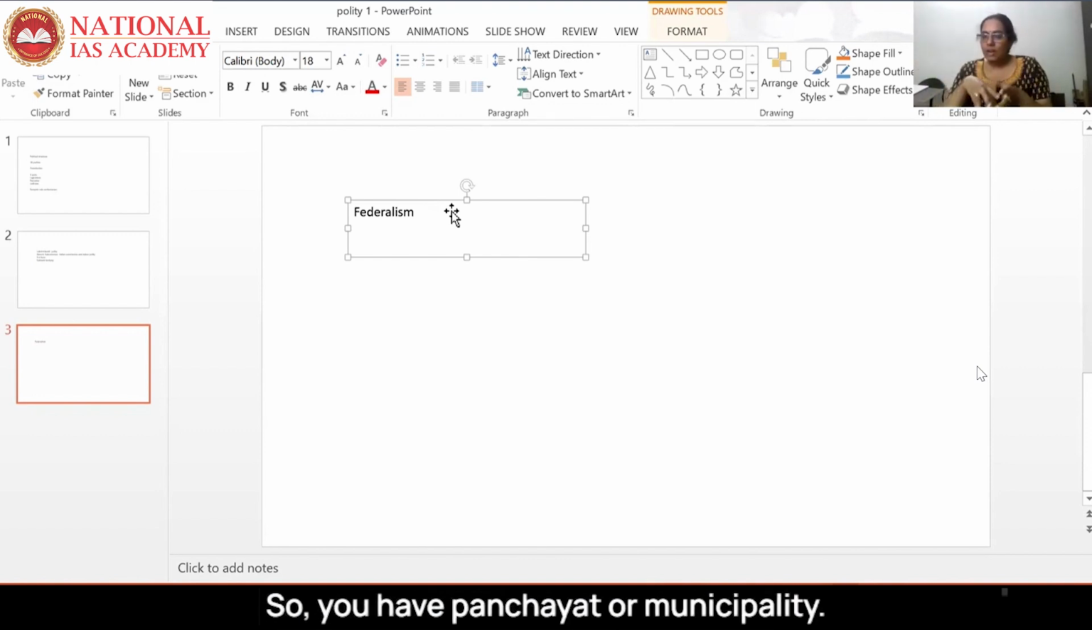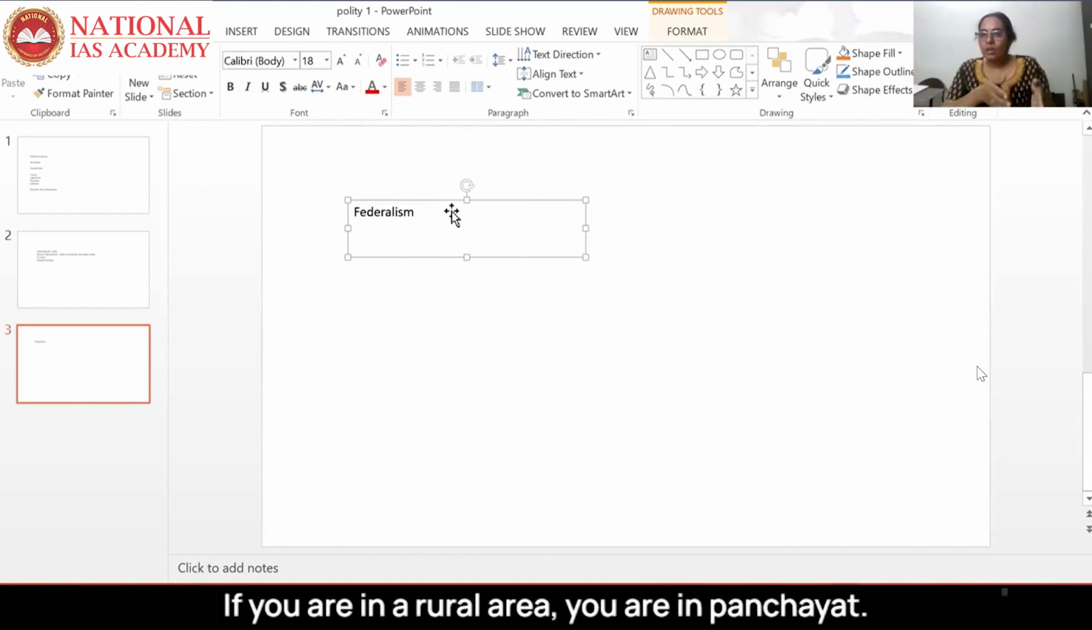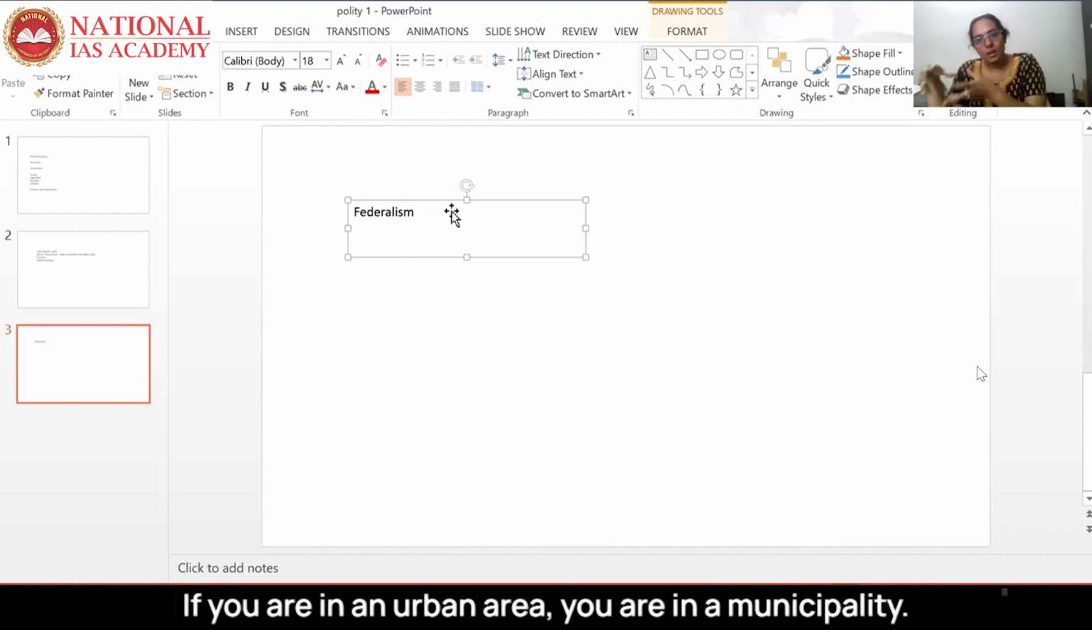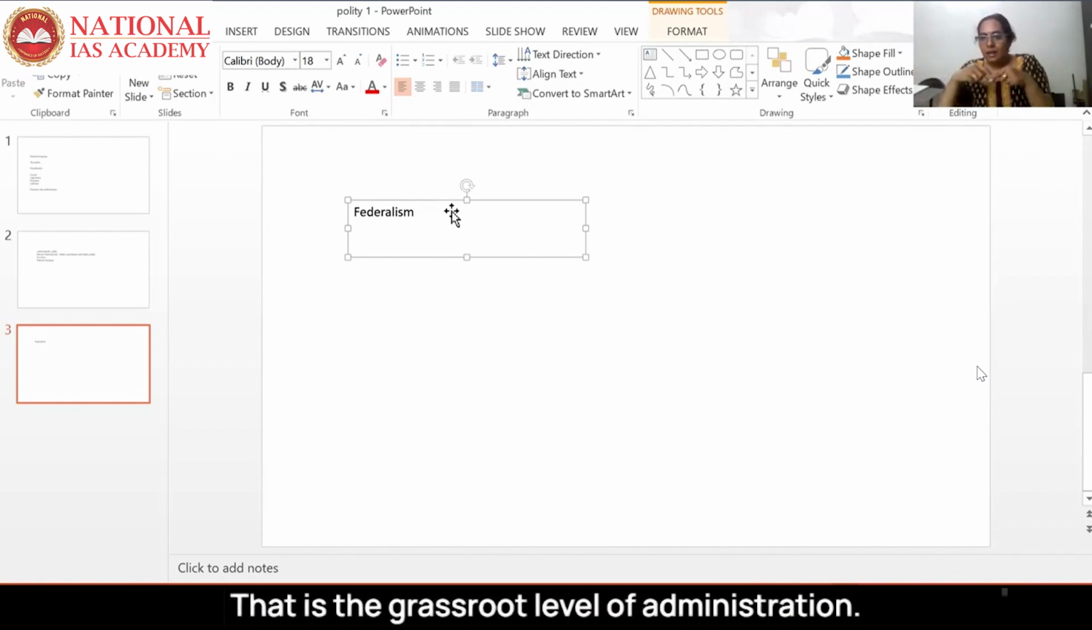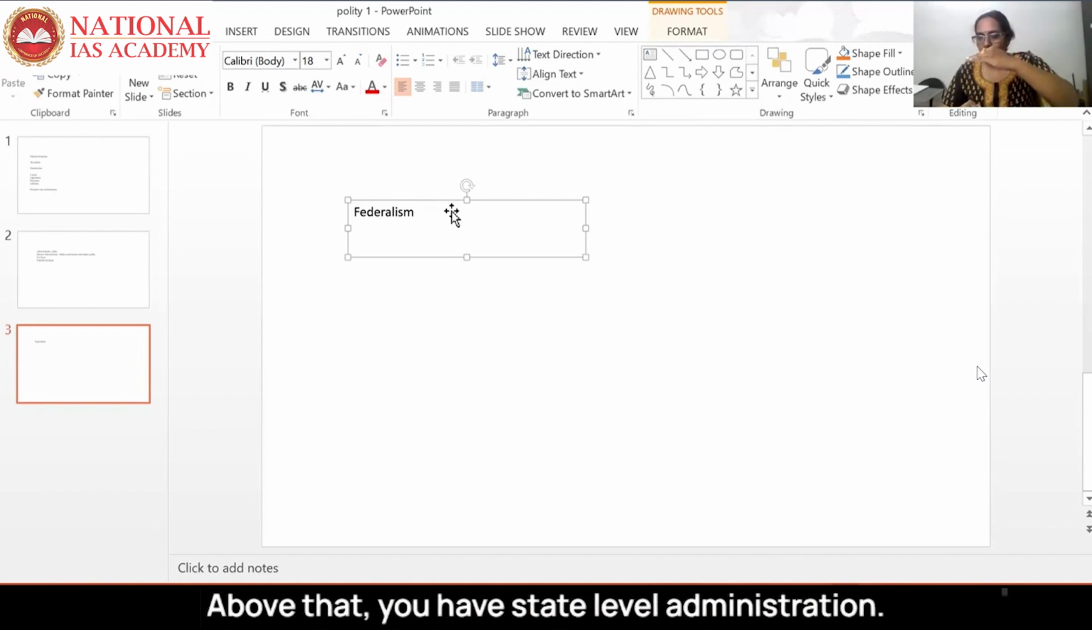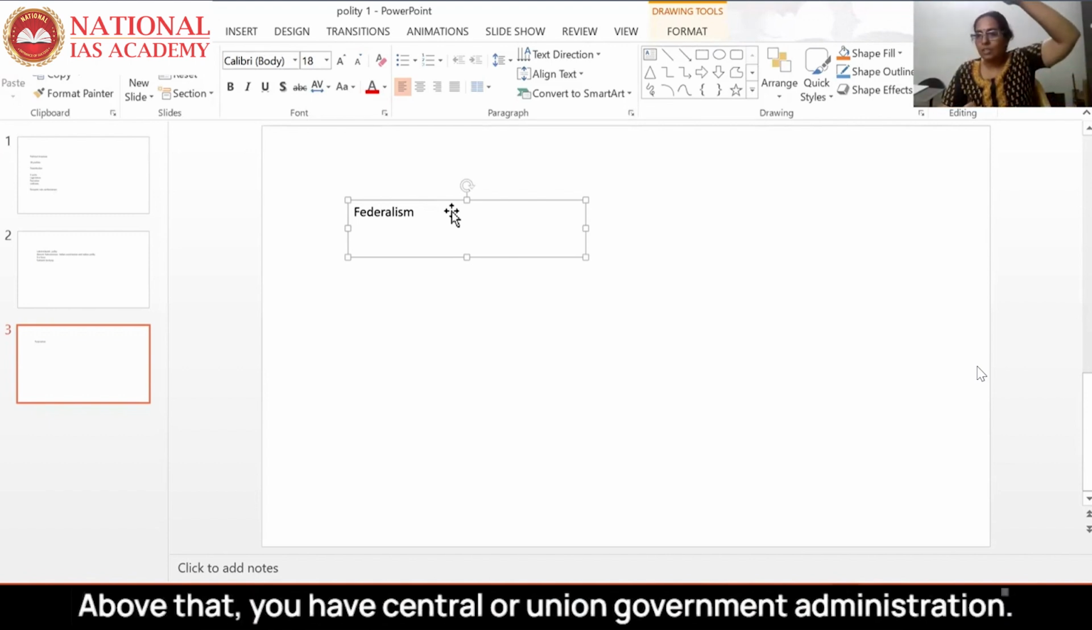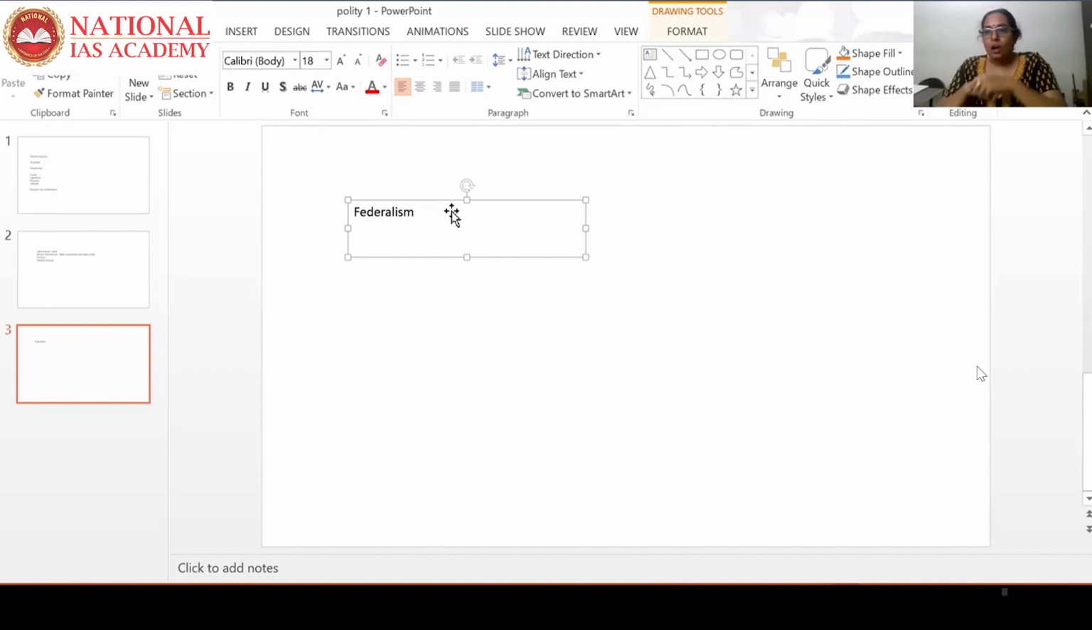So you have panchayat or municipality. If you're in a rural area, you're in a panchayat. If you're in an urban area, you're in a municipality. That is the grassroots level of administration. Above that, you have state level administration. Above that, you have central or union government administration. So these are the 3 levels.